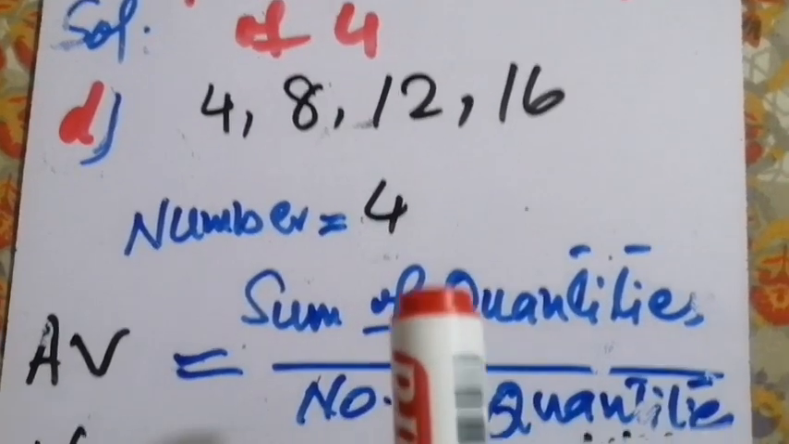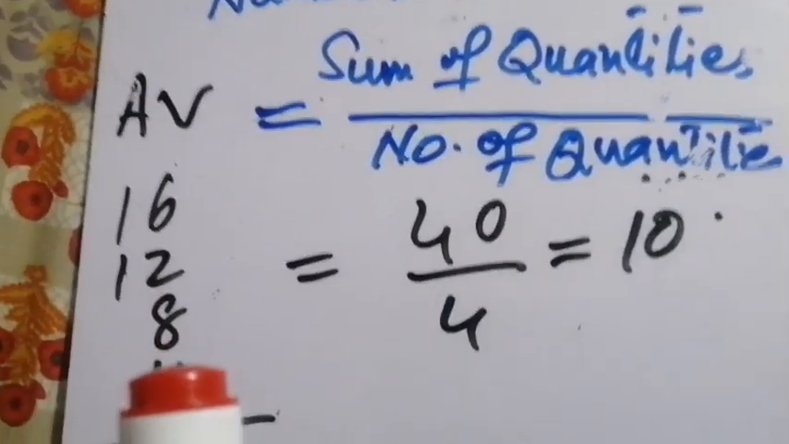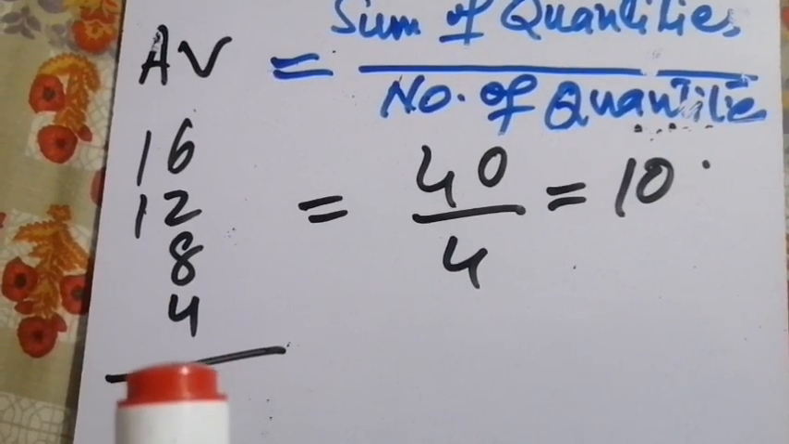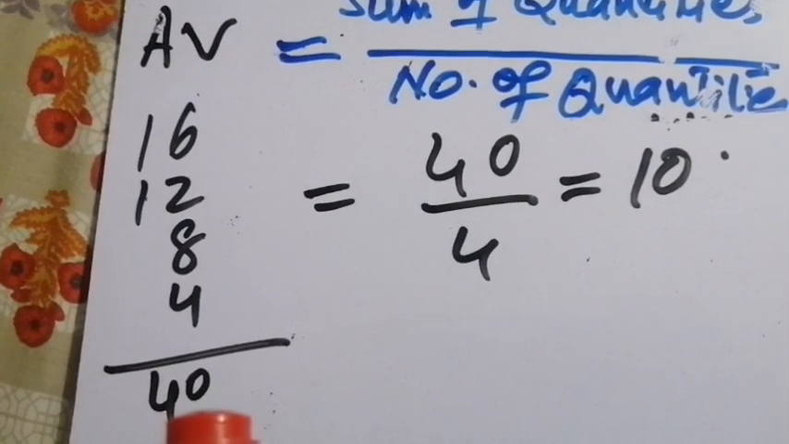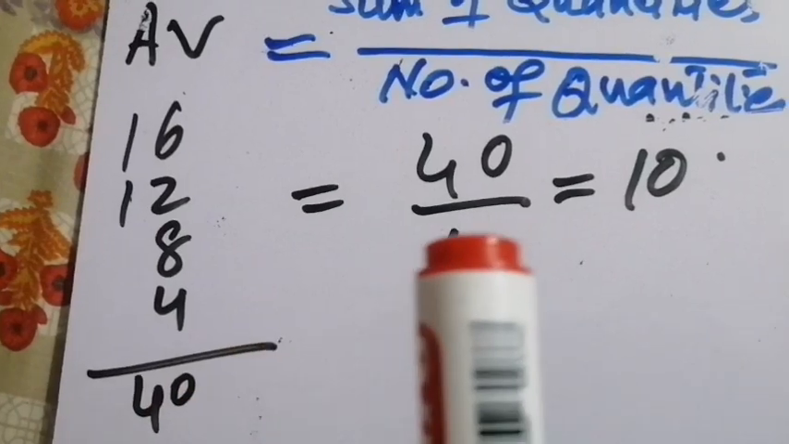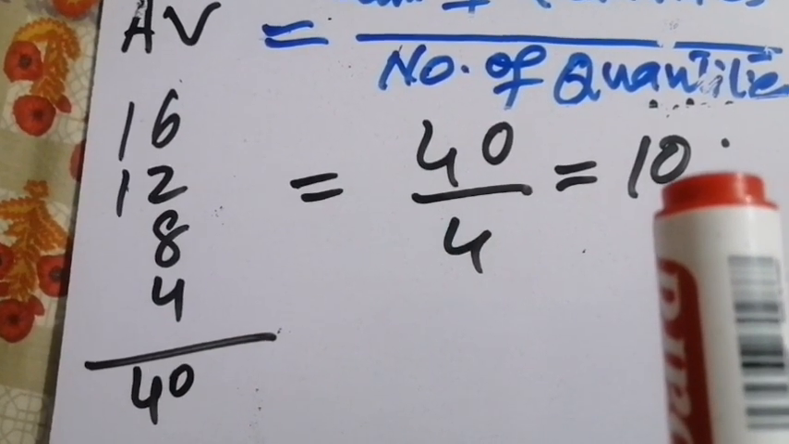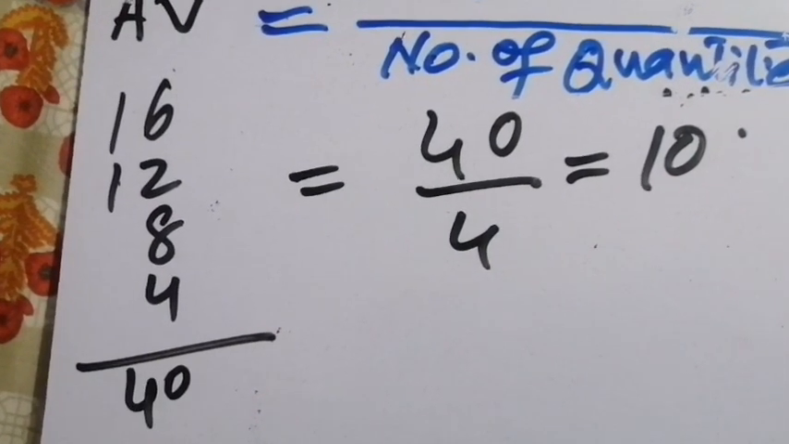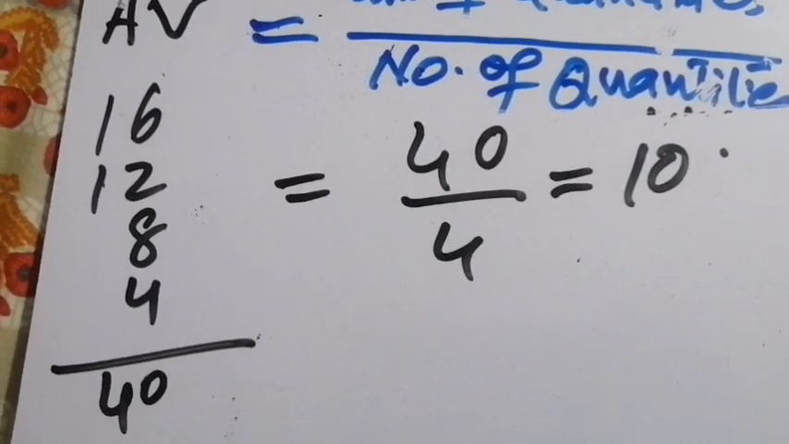We will sum up all these numbers and divide by 4 and we will get the average. So we made the sum of 16, 12, 8 and 4. Its total is 40. 40 divided by 4 is equal to 10, since 10 fours are 40. So we completed question number 2, part D as well. So our question number 2 is complete.